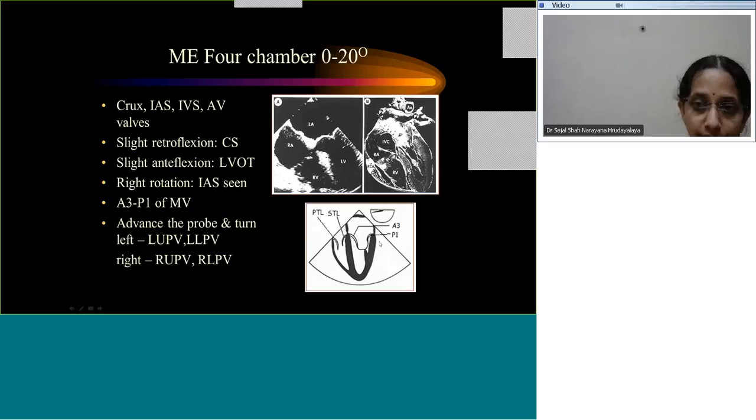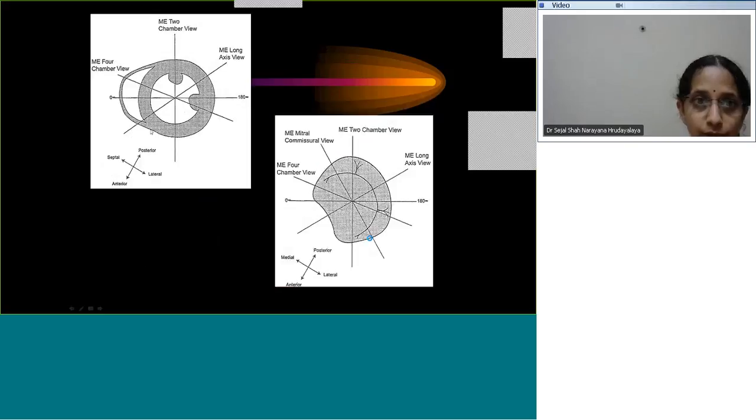Now the mitral leaflets are cut in this way. Why is it that it's A3 and P1? We will go through this picture. Now as we know, we are at 0 to 20 degrees of a four-chamber view. So this is how it's cutting its section, and we can see that it cuts. As we saw before, this is A1, A2, A3, and this is P1, P2, P3. So it cuts the A3 and P1 in an actual section.